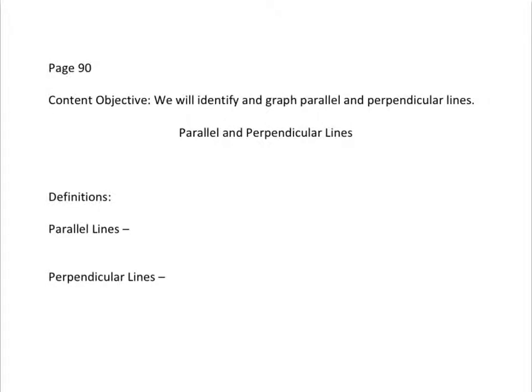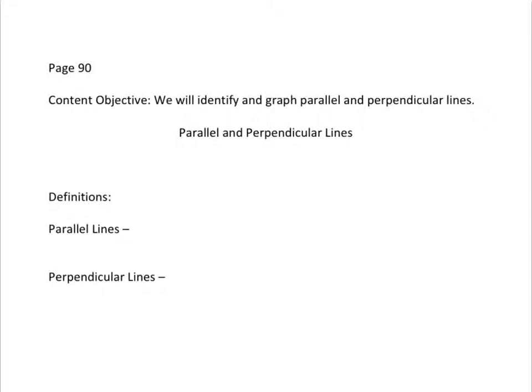Page 90 in your notebooks, your content objective is we will identify and graph parallel and perpendicular lines. And your heading is parallel and perpendicular lines. So we're going to start out with a few definitions. We want to make sure that we understand exactly what parallel and perpendicular lines are.